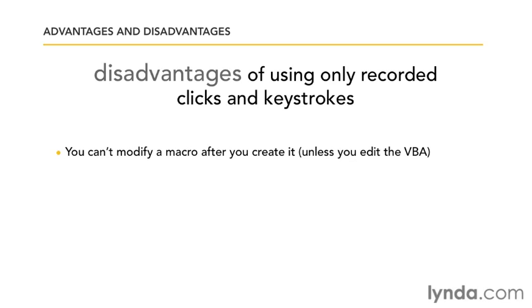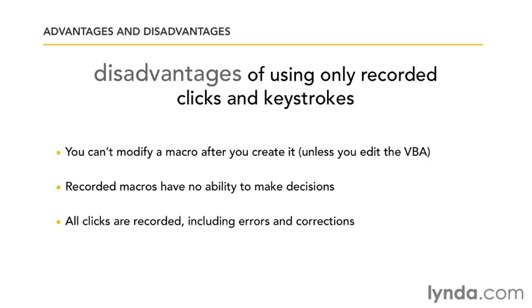A macro that you record can't make any decisions. It can't say this number is high, or gee, this number is low, or what if the username is Joe, then execute a certain procedure. It really doesn't have any intelligence. Also, if you make any mistakes when you're recording the macro, even if you correct them, Excel is still going to record those mistakes and the corrections, because Excel can't read your mind. It's only recording what you're typing and what you're clicking.